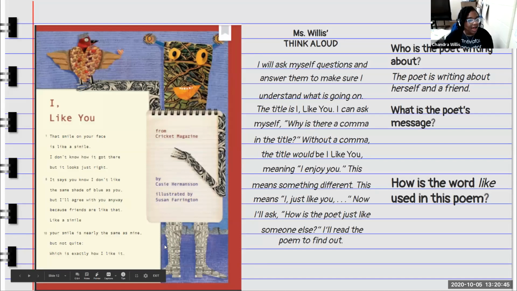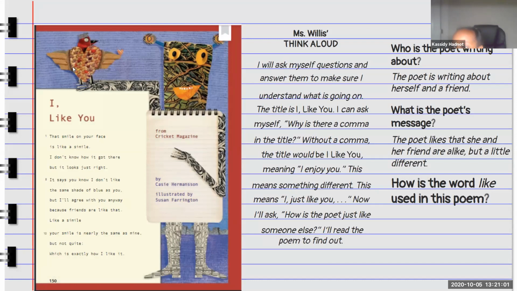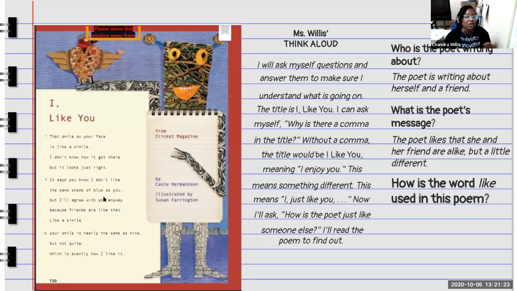Okay, so I think the poet is trying to tell you that she and her friend are both alike, but they're also a little different, right? Because the poem says that smile on your face is like a simile. I don't know how it got there, but it looks just right. It says, I don't like the same shade of blue as you, but I'll agree with you anyway because friends are like that, like a simile. So that tells me that we're kind of alike, but we're also different.